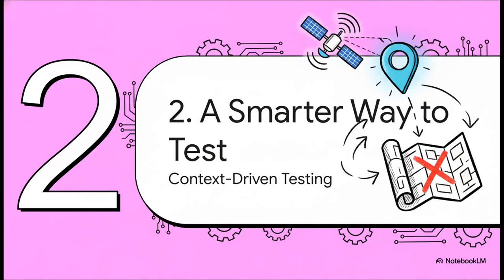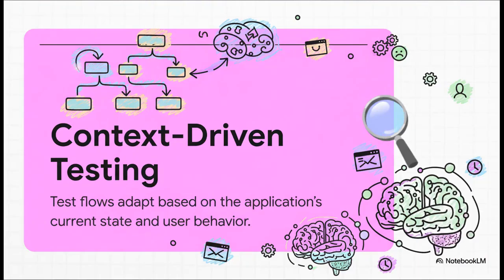So how do we fix this mess? How do we ditch that old paper map and give our tests a live, real-time GPS instead? Well, the answer is a whole new way of thinking about automation. It's a total paradigm shift called context-driven testing. The idea is simple but powerful. Instead of just blindly following a script, the test actually adapts its behavior based on what's happening in the app, right now, in real time. It reacts to the app state, user actions, you name it.